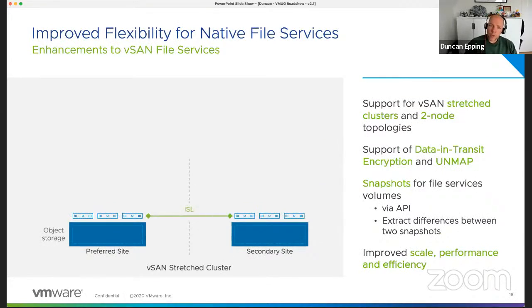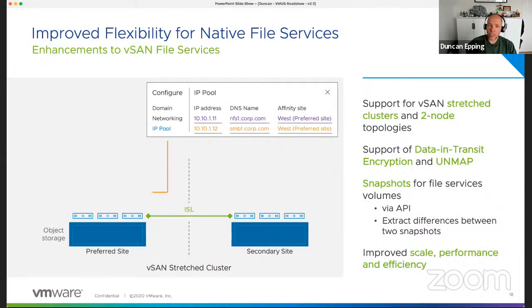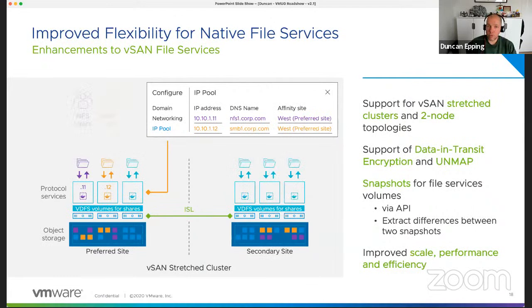With 7.0 update 2, for those customers who have a stretched cluster configuration or a 2-node configuration that would like to use vSAN file services, we also introduce support for those types of configurations. This is not supported with 7.0 update 1. So if you would like to use vSAN file services and you have a stretched cluster configuration, make sure to use vSAN 7.0 update 2.